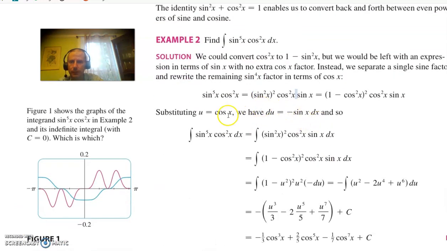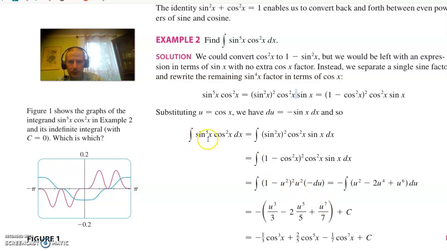Now, we can employ a similar strategy like they do in example 2, where we want to find the integral of sine to the fifth x times cosine squared x. The goal here is to let u be cosine x, because then du dx will be a minus sine x. So if we save one of the sines in sine to the fifth to go into du, then we just have to convert the remaining sine to the fourth into cosine x's.